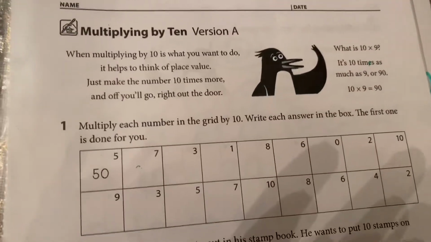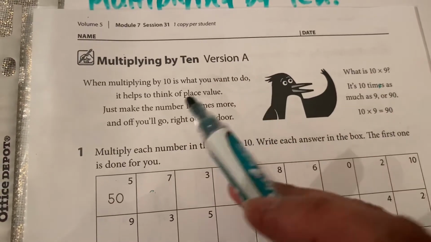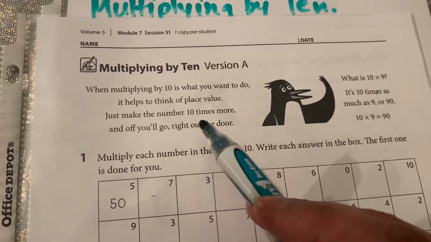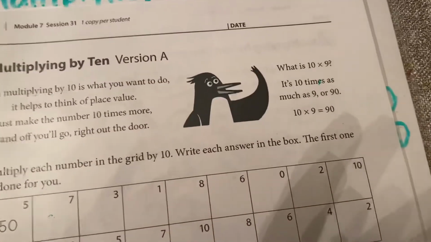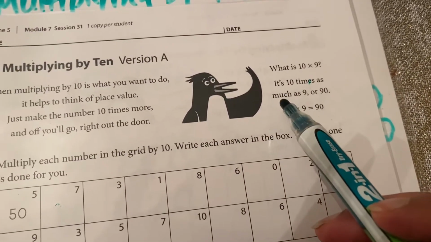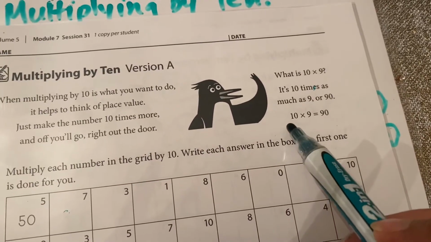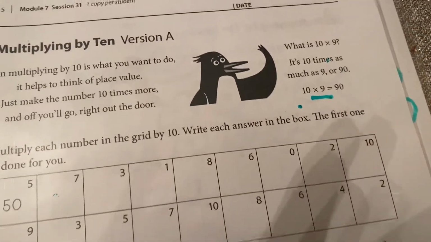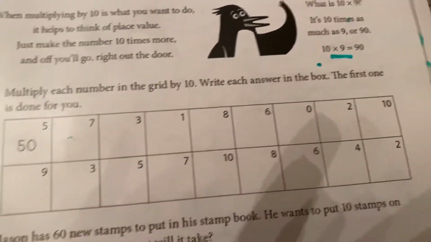Multiplying by 10. When multiplying by 10 is what you want to do, it helps to think of place value. Just make the number 10 times more and off you'll go right out the door. So what is 10 multiplied by 9? It's 10 times as much as 9, or 90. And here you see the math equation. 10 multiplied by 9 is equal to 90.